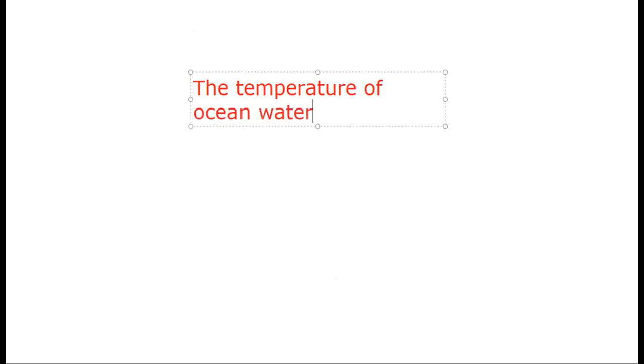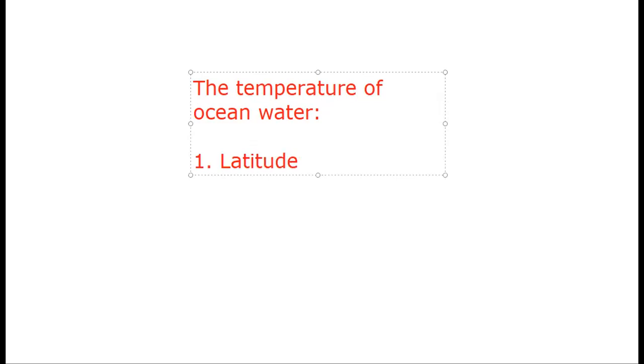The ocean temperature, the temperature of ocean water. Okay, like your body, Malak, you and me, our bodies have a temperature. Everything on earth has a temperature. Water, ocean water, has a temperature. The temperature of the ocean water is affected or determined by two things: the latitude.